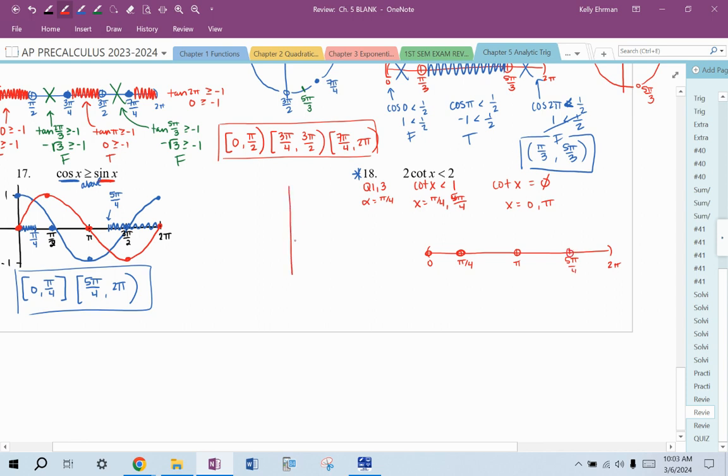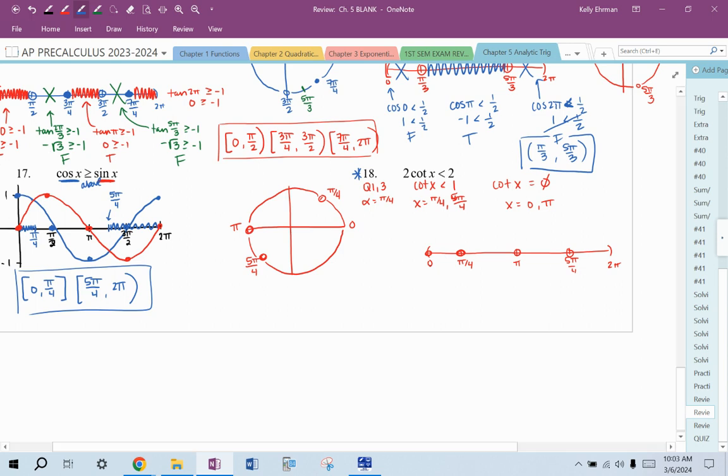I'm going to use my little unit circle to organize my work here. So we've got 0, we've got pi over 4, pi, and 5 pi over 4. Oops, 5 pi over 4. I'm going to want to put that in the correct quadrant. It's in quadrant 3. All right, so we have a better visual of which angles fall between those critical numbers.